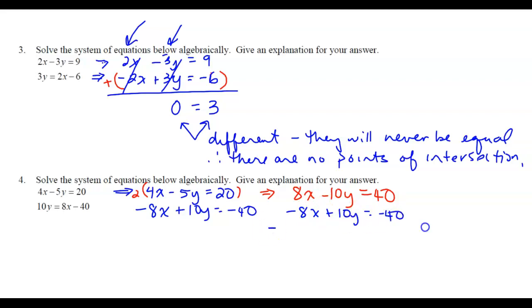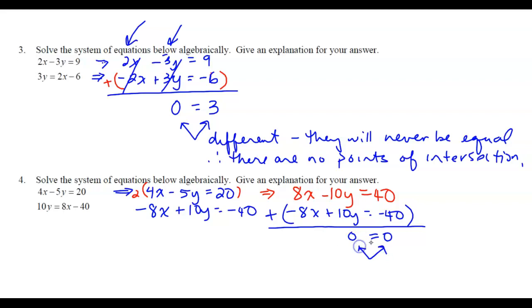Now, in this case, when I add these equations, I get 0 equals 0. Well, now that's true, okay? And so it doesn't matter what you put in for x and y, it's always going to be true. 0 is always equal to 0, okay? So this is the case, so these are the same.